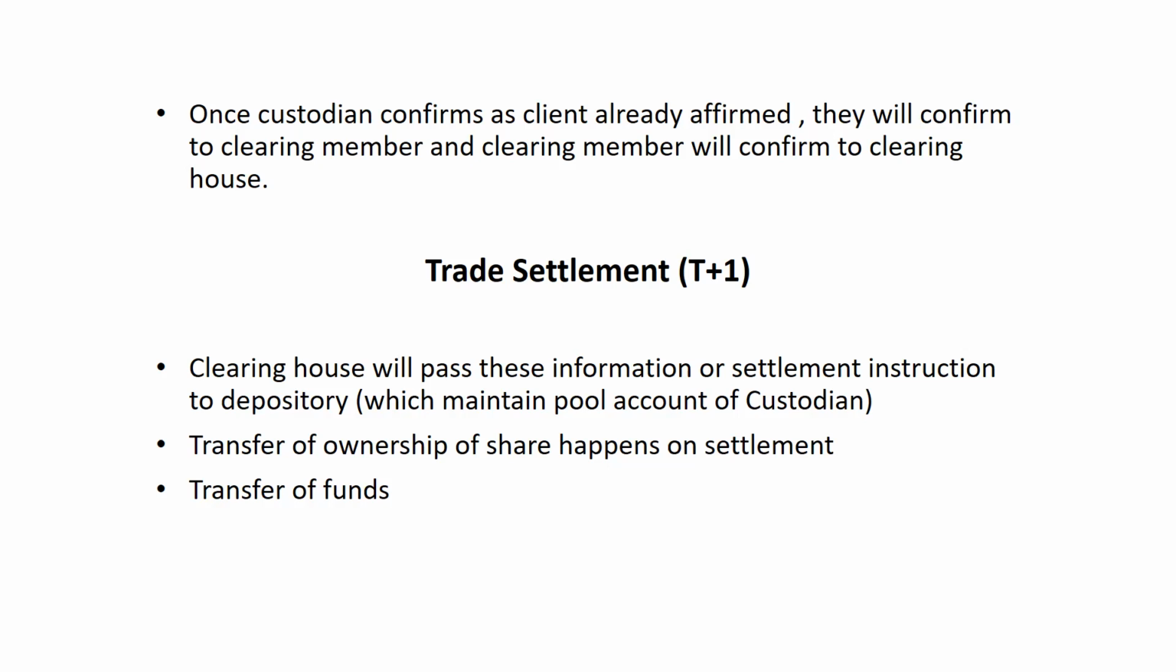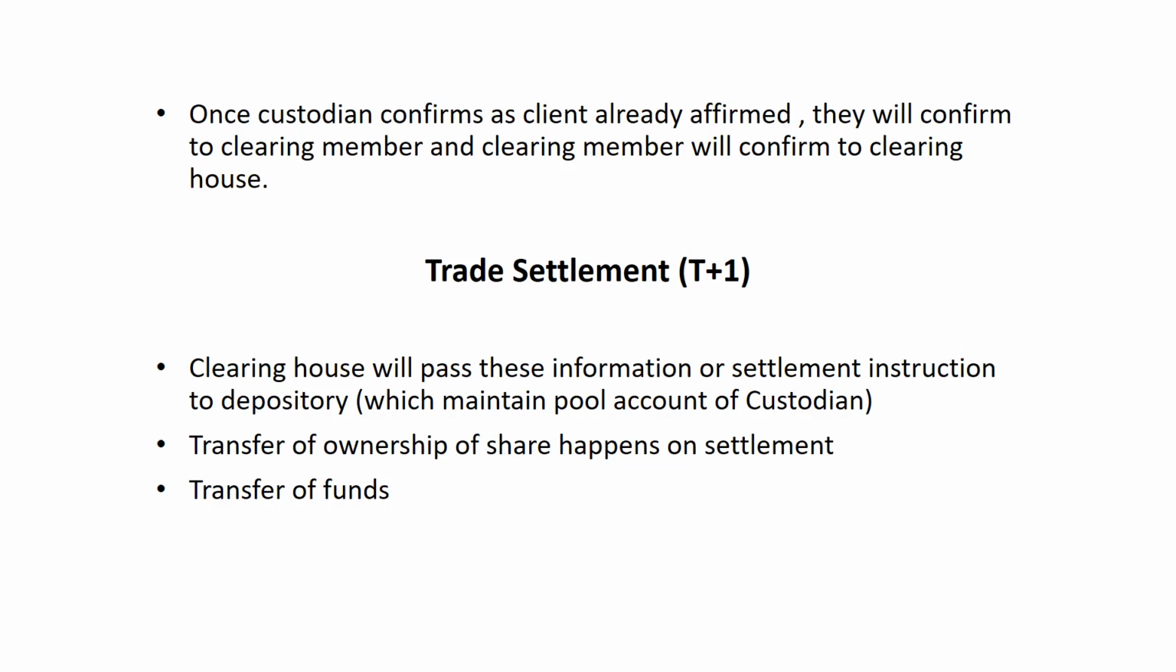In trade clearing, we discussed the obligations of funds and securities. But at trade settlement on T+1, we actually transfer the ownership of the securities, and the fund transfer also happens on T+1. The clearing house will pass the settlement instruction to the depository, which maintains the pool account of the custodian, and the transfer of ownership of shares and funds happens on the settlement day. So this is the T+1 cycle.